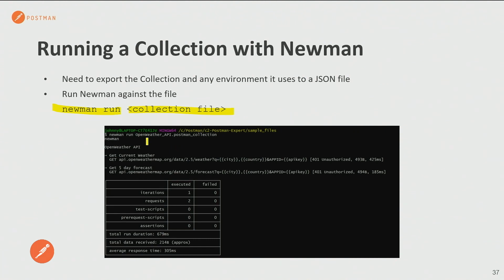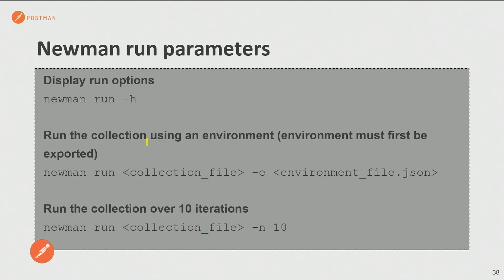And then you can see the results being displayed on the terminal. There are some additional run parameters, so -h to see all the run options, and -e to specify an environment file, -n to specify number of iterations. We won't actually look at using Newman in the course, but this is just a quick reference.